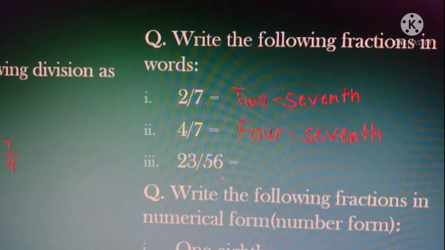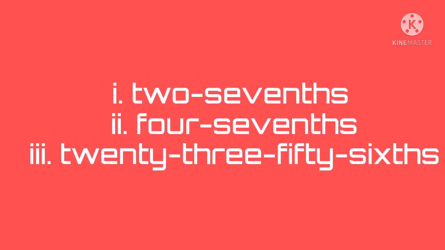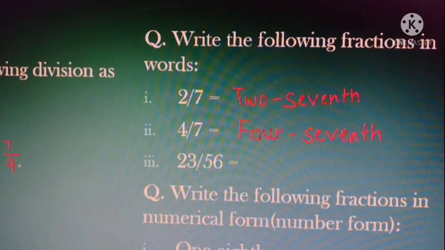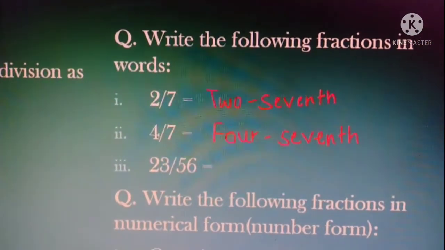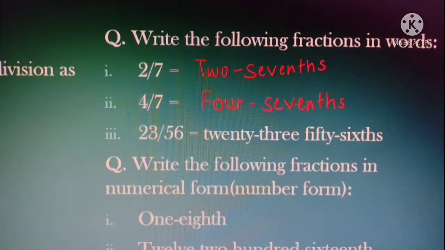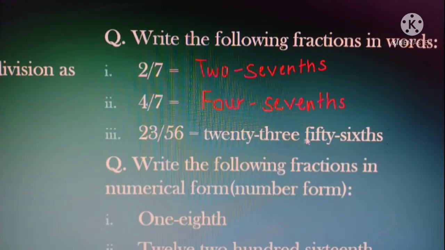Now let's see the last one. 23 by 56. So again 23 as it is. So 23 and denominator in its ordinal form. So 56ths. Now you have to remember that you have to add s in the last. Here 23 56ths. So here you can see.